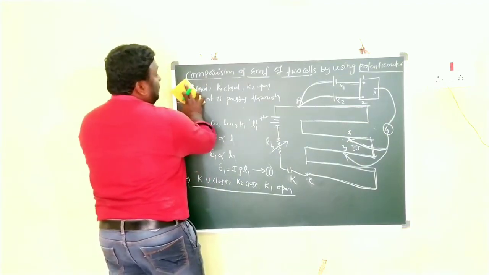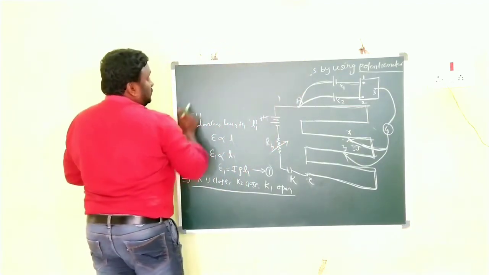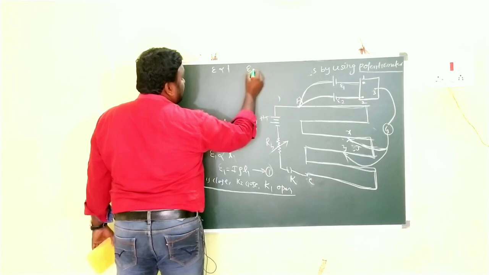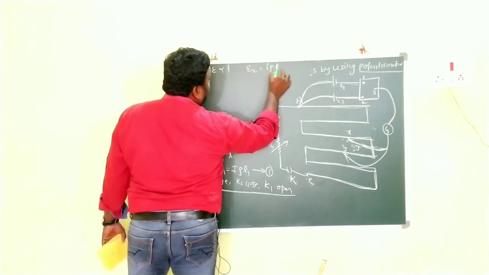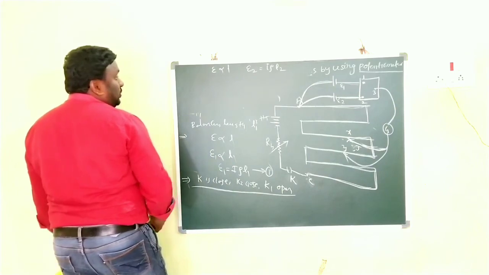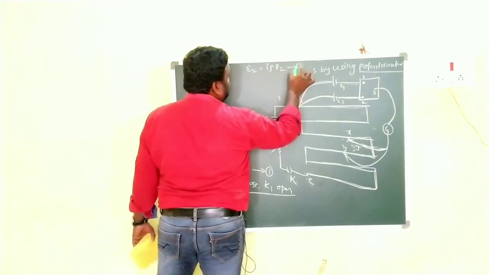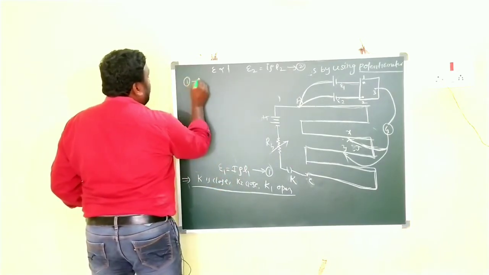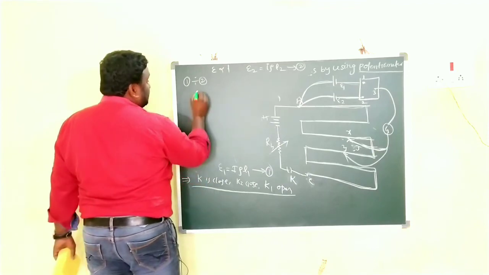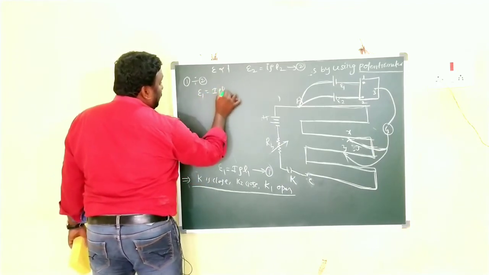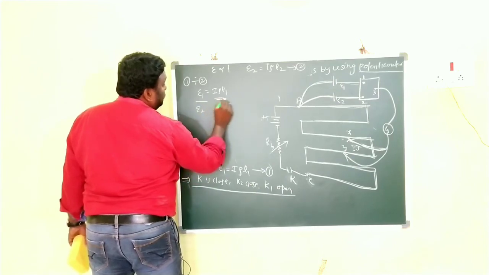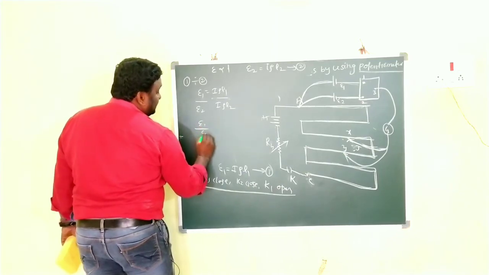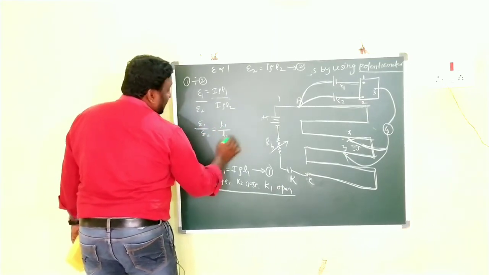In this case, we will write simply here: epsilon is proportional to L is the working principle of potentiometer. Now in this case, we write epsilon 2 is equal to I rho L2. Equation number 2. Here again we divide 1 by 2. What is the first equation? Epsilon 1 is equal to I rho L1, by epsilon 2 is equal to I rho L2. So epsilon 1 by epsilon 2 is equal to L1 by L2.